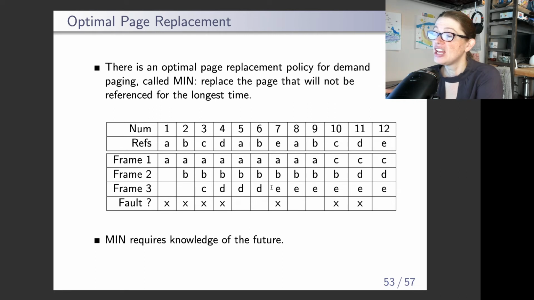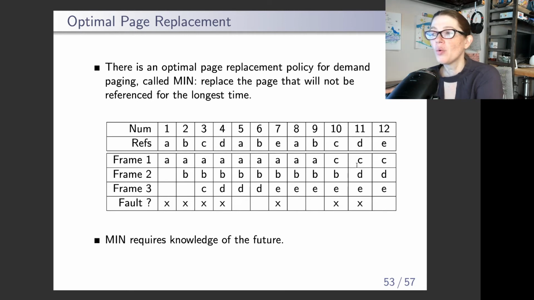No page hit, page fault. And again, I see A and B are used really quickly, so I'm going to evict the page from D. Hit, miss. So you'll see here we have fewer misses.